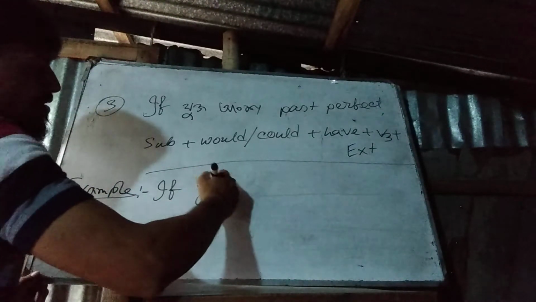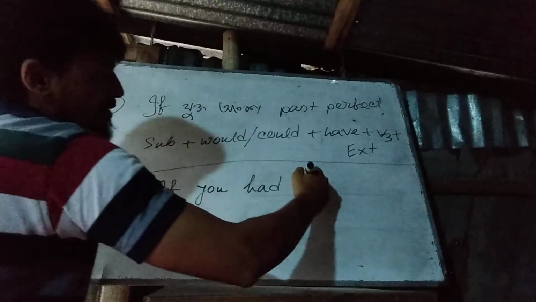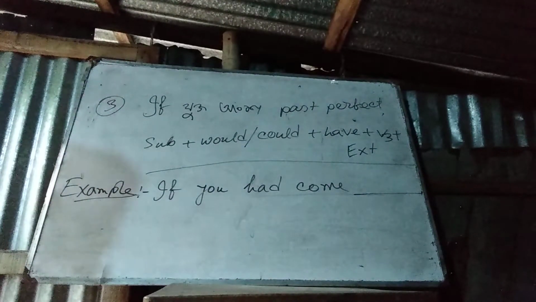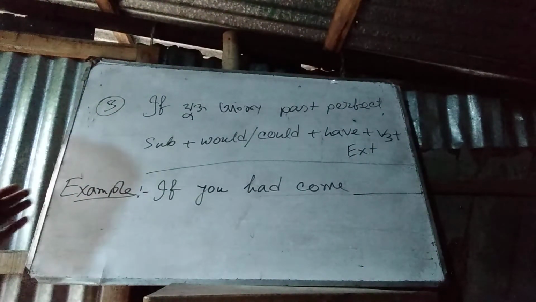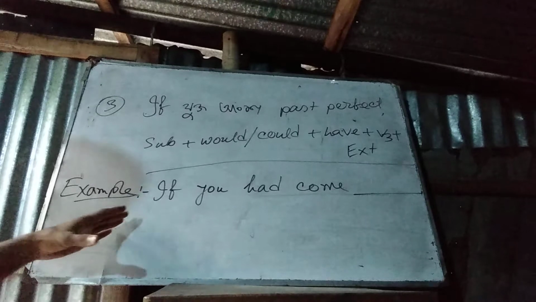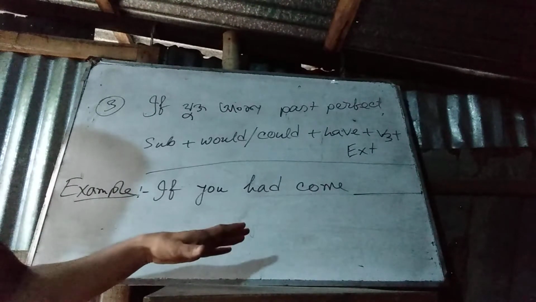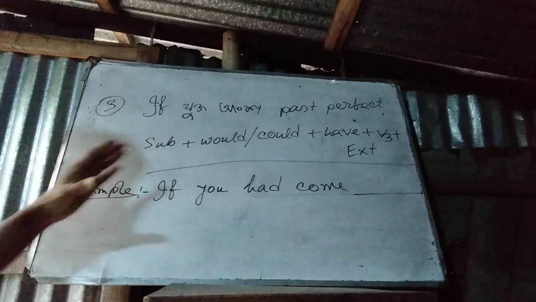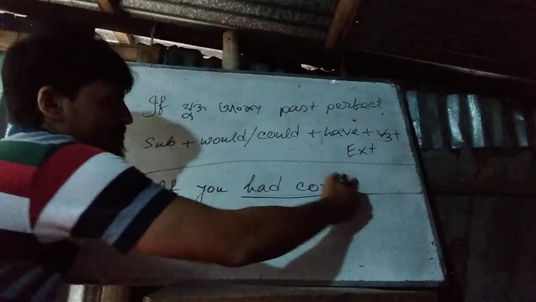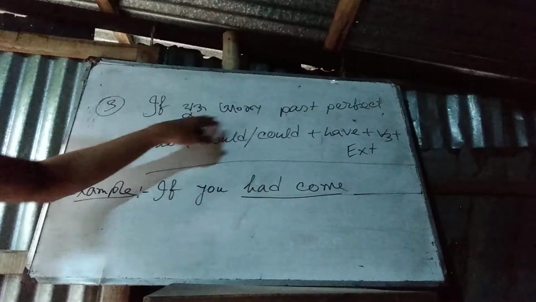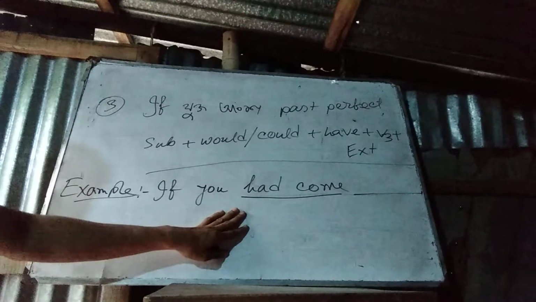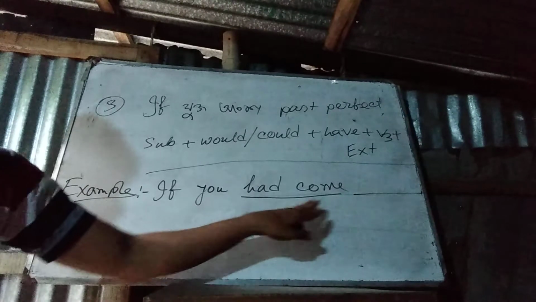Now look at the example. If you had come. So students, in the first condition we write if you come I will go. Second condition we have written if you came I would go. And in the third condition if you had come, so look, had come, this is third condition, if যুক্ত অংশ past perfect. So this is the example of past perfect, subject you had plus come V3.